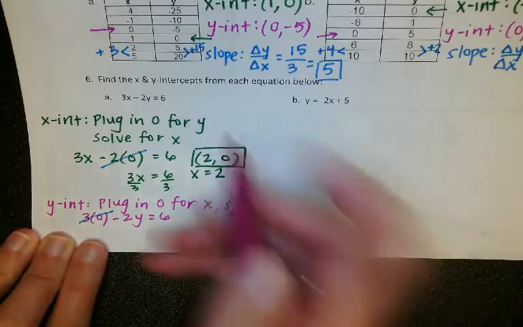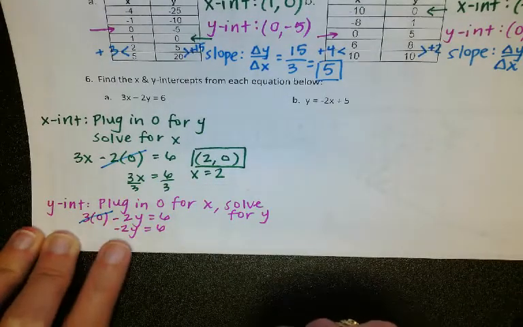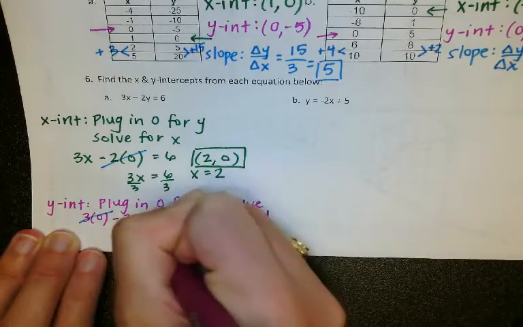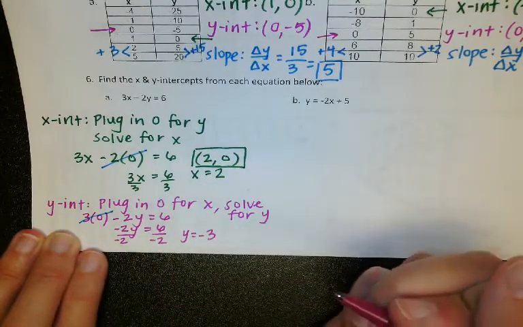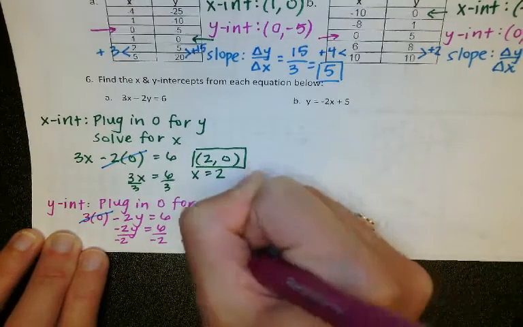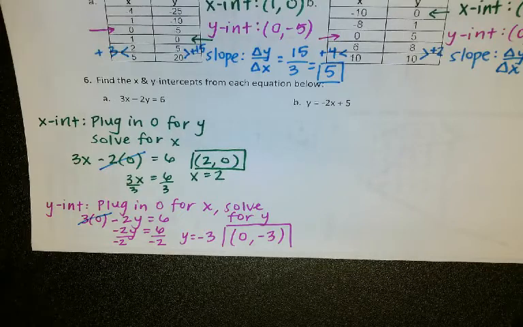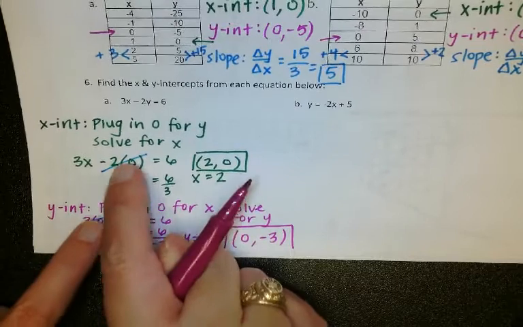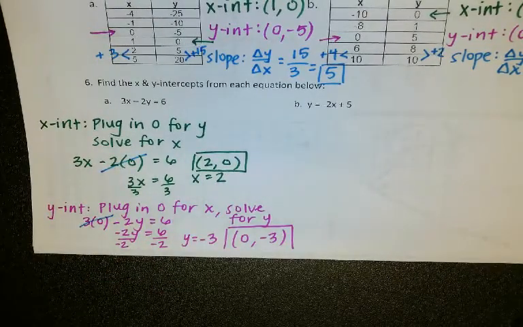3 times 0 is 0. And so all I'm left with is negative 2y, that sign is still there, equals 6. And when I divide by negative 2, y is negative 3. So now I know my y-intercept is 0, negative 3. So we had to do a little bit of work, but it's not hard. Plug in the 0 for the opposite variable, it's gone, and leaves us a one-step equation to solve.